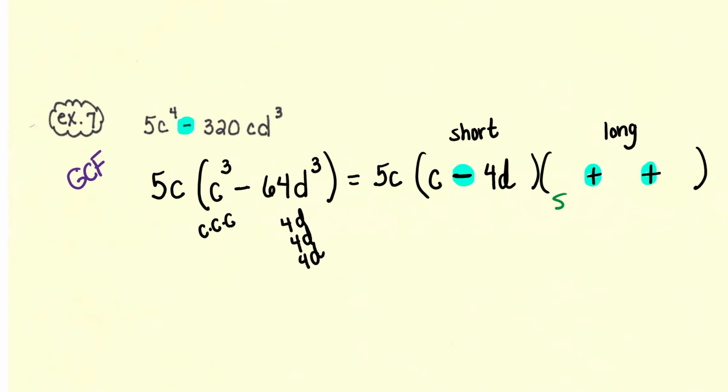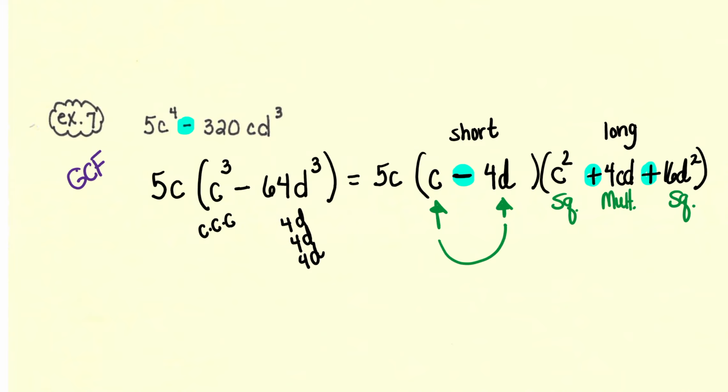All right, fill in your spaces. Square, multiply, square. So I'm going to come to the short, square that C, C squared. Multiply the two together. C times 4D is 4CD, so that's 4CD. And then I'm going to square the last one. So square the 4 and square the D, and you get 16D squared.